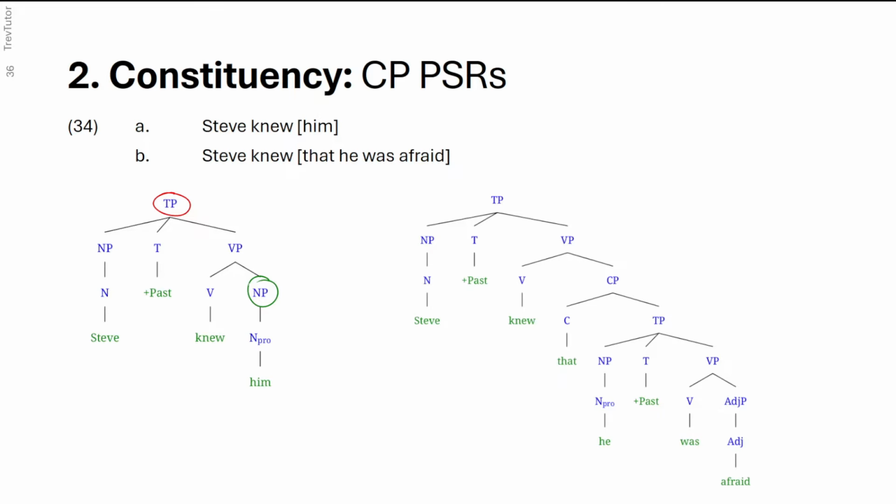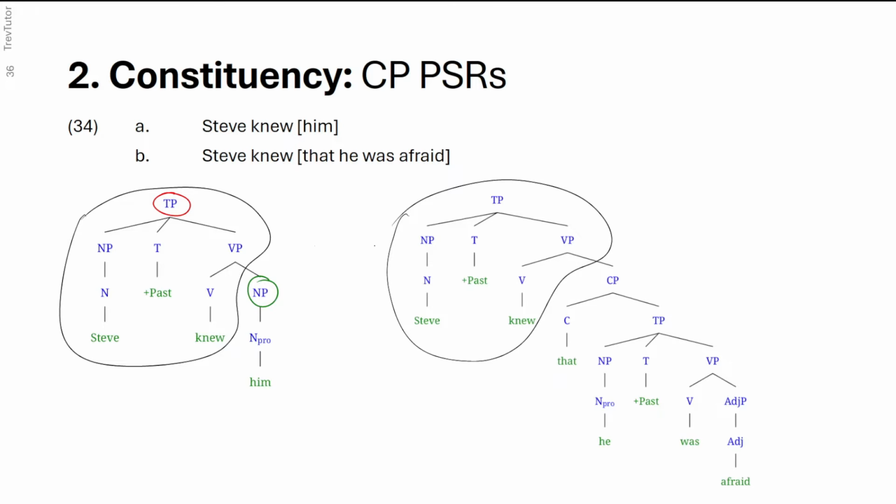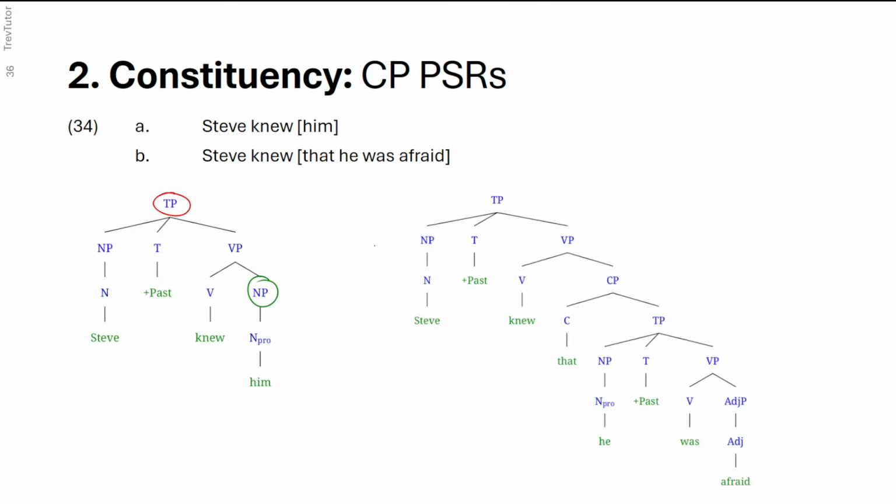But if we take a look at the right tree, Steve knew that he was afraid. We should first notice that everything up to knew is exactly the same as before. And that's because nothing is changing. Steve knew is consistent whether we have a noun phrase complement object or a complementizer phrase complement in that case. So what's changing is the fact that we're now introducing a complementizer phrase, and that is headed by that. And then that just introduces another tense phrase because we have another little clause in there.